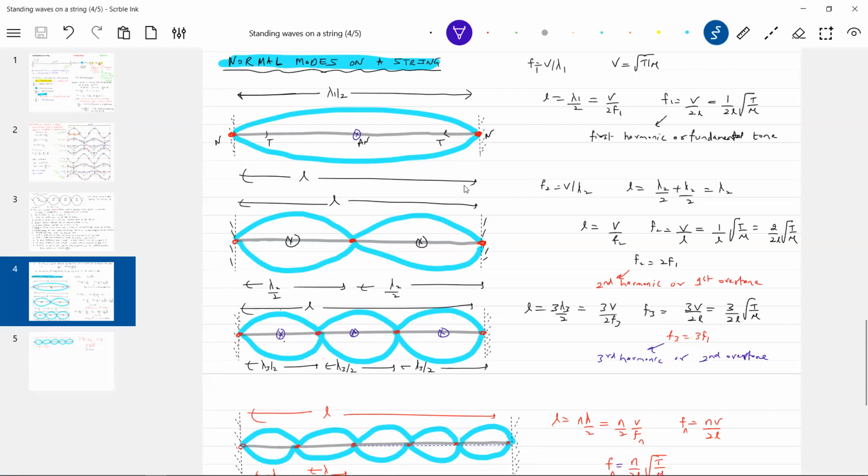That's why it is called normal modes on a string. Further, we'll call these the resonant frequencies. So at this particular point on the wire, the wire will accept the maximum energy.